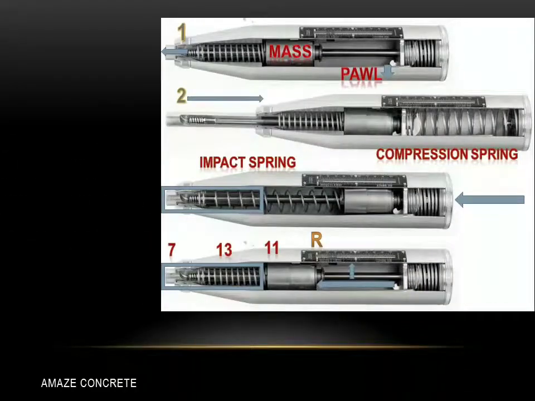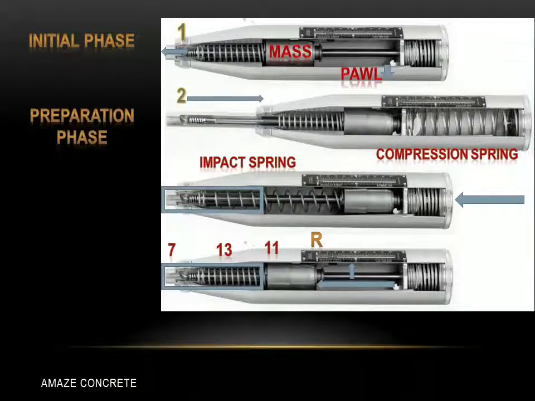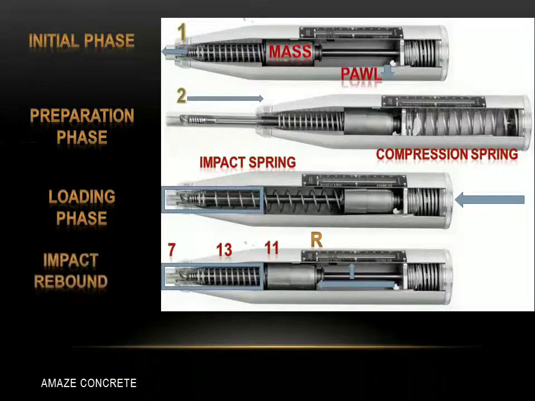How does it work? There are 4 phases for RHT. It is the initial phase, when we have to find the proper point of the concrete surface or rock surface. Then the penetration phase, where we have to compress the spring. Then the loading phase, where we impact the spring. Then impact rebound, where it will rebound and measure some points.